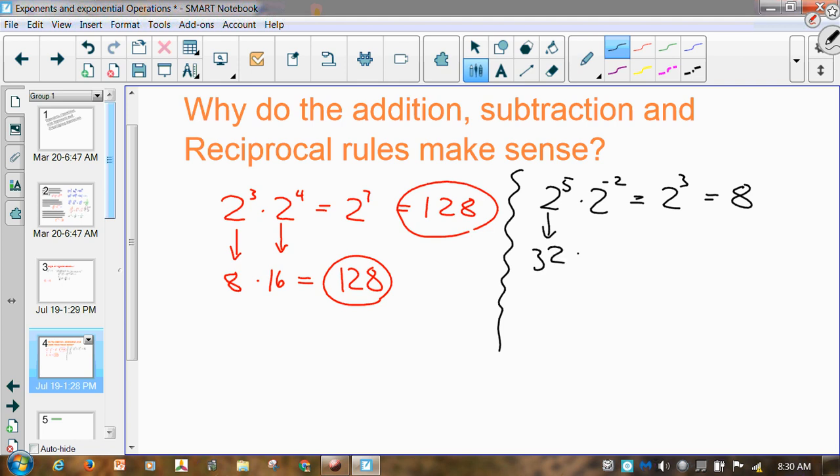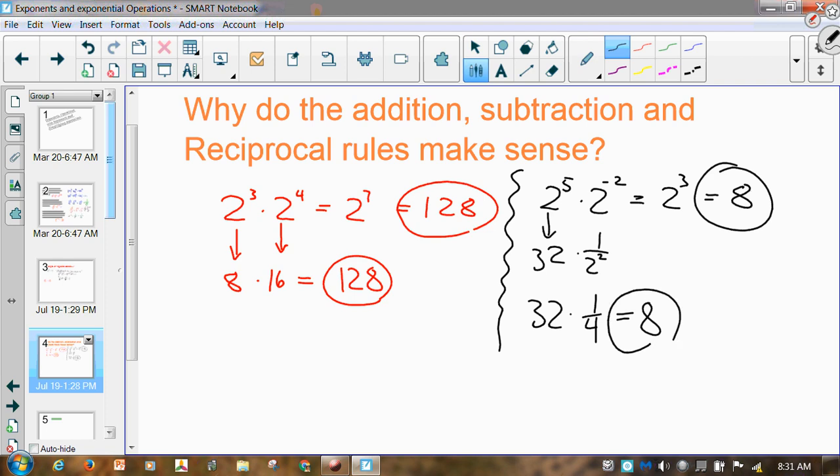and we're going to multiply that by 1 over 2 squared using the reciprocal rule, right? So that's 32 times 1/4. Well, what's 1/4 of 32? It's 8. All right? So the reciprocal rule and the subtraction rule are working there for us. Well, that's actually mostly the reciprocal rule. Let's take a look at one where we're using the subtraction rule.